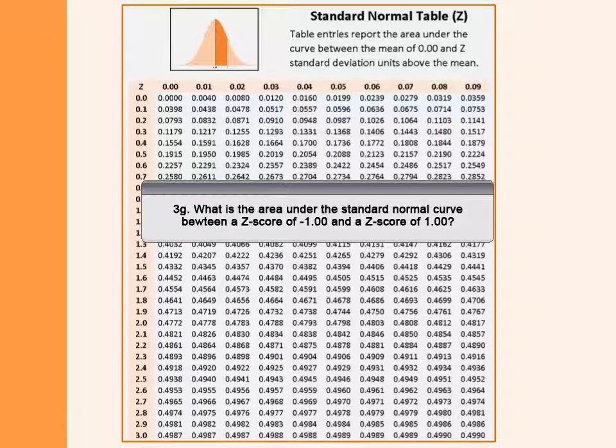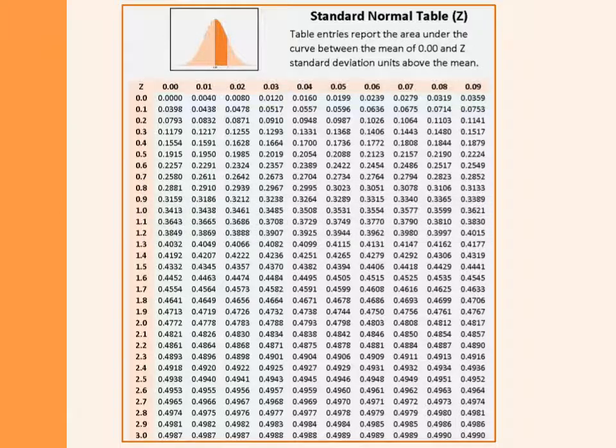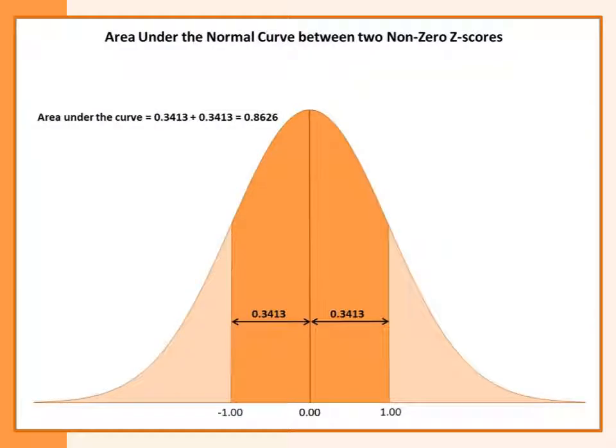For item G, we are to find the area under the standard normal curve between a z-score of minus 1.00 and a z-score of 1.00. Because the absolute value of minus 1.00 is 1.00, we just have to look up one z-score value in the table. So we highlight the row that reports a z-score of 1.0 and the column that reports the hundredths place as 0, and we see that the value is 0.3413. Placing both z-score values onto our normal curve, we see that 0.3413 area under the curve falls between 0 and minus 1 z-score, and 0.3413 area under the curve falls between 0 and plus 1 z-score.